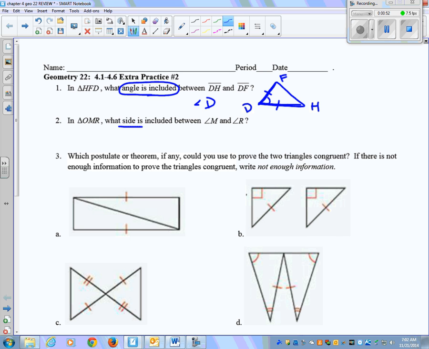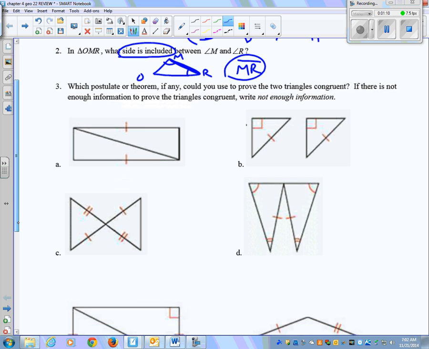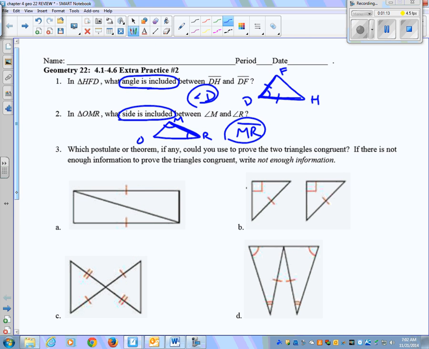And then this is going to be the included side in triangle OMR. What's the included side between angle M and angle R? What connects angle M and angle R? Well, just MR. You could almost do that without even looking. Angle D is common to both of those, and between M and R is just MR.